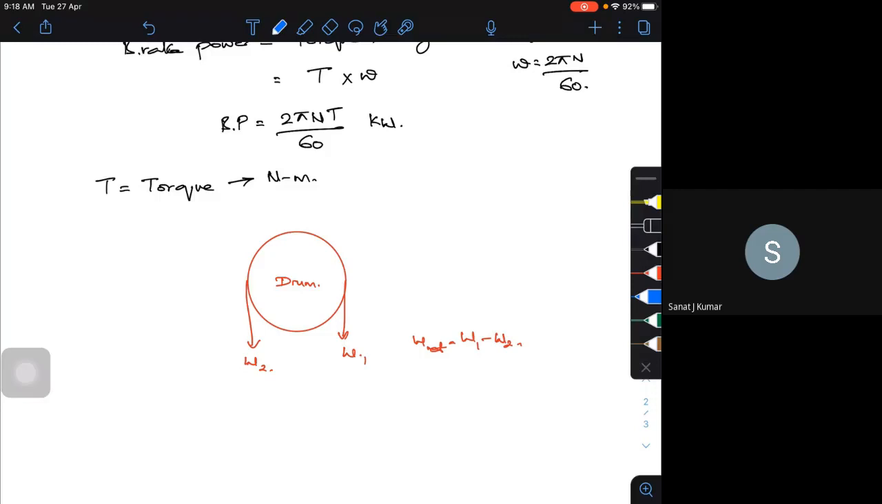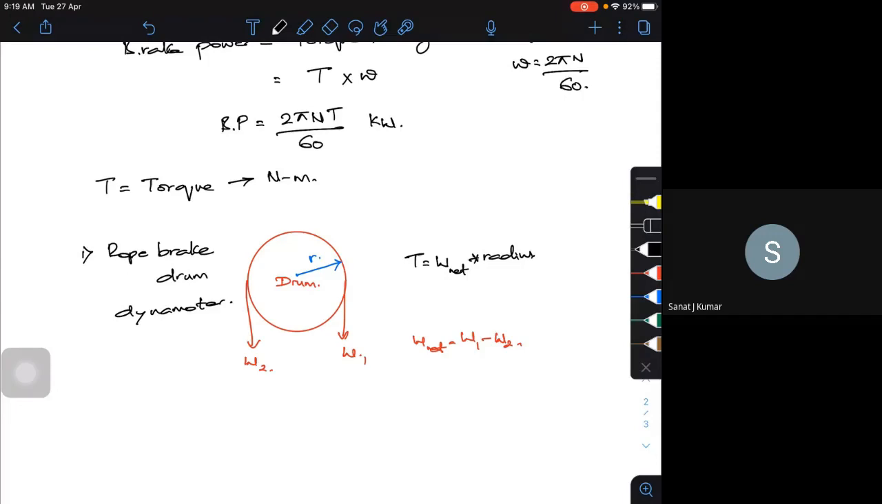It has a certain radius, say from the center, radius R. So what will your torque be in that case? Your torque will be the net weight multiplied by the radius of that particular drum. So this is one method, using a rope brake drum dynamometer. This is one kind of methodology we have in our lab, and it is one of the old methods which has been followed every time.